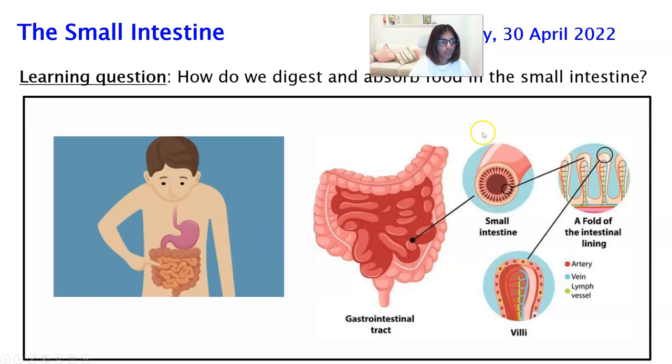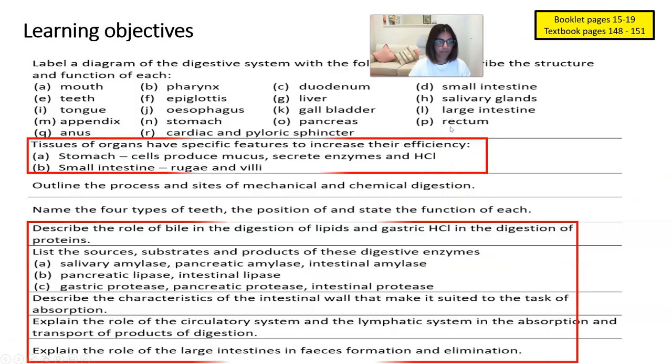Hi everyone, in this video we're going to be looking at the rest of the digestive system, focusing on the small intestine and ending with the large intestine.